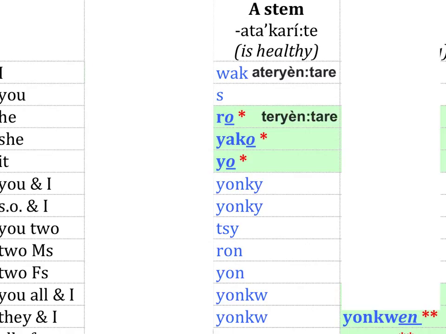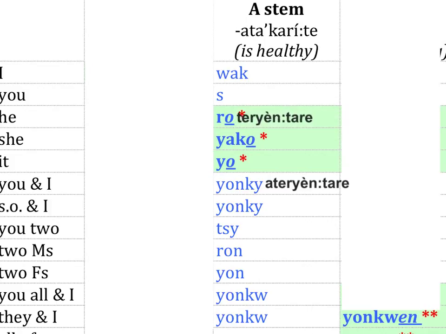So where we don't have that rule, we would have the entire verb root: wagaderyandare, saderyandare, yungiaderyandare, and so on. And where we have our exception, the A disappears and we will get roderyandare, yagoderyandare, yoderyandare. The O is stronger than the A, so the O beats the A. That's one of our rules.